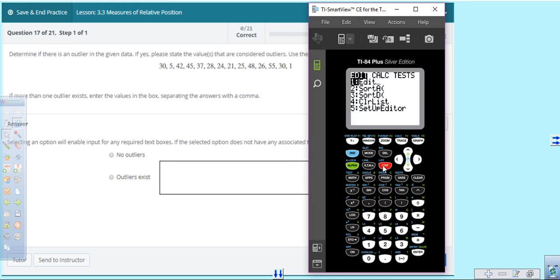So we hit Stat. We go over to Calc. We choose one var stats. Once we're on the one var stats, we've got our numbers in L1. Frequency stays the same. We go down to calculate, and remember that's our magical screen. So this is what we want. Let's go down to where we get our 5-number summary.